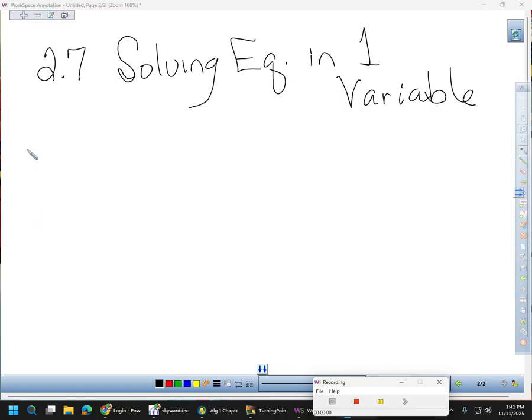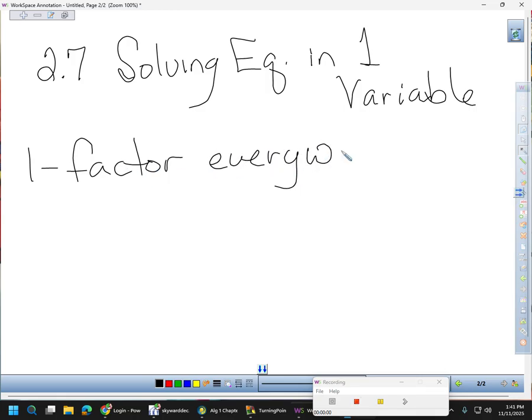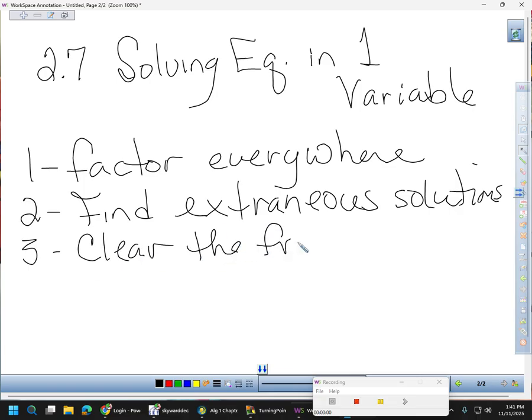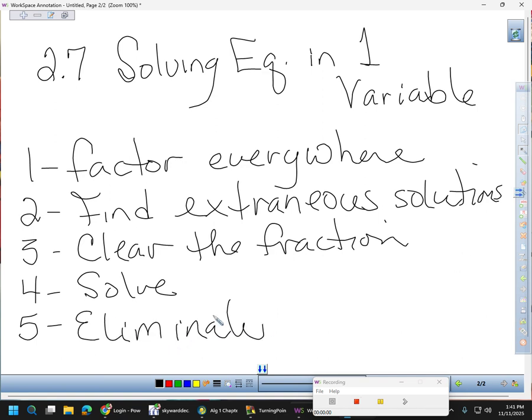All right, so step one, you are going to factor everywhere. Step two, you're going to find extraneous solutions. Step three, you're going to clear the fraction. Step 4, you're going to solve. And step 5, eliminate extraneous solutions.